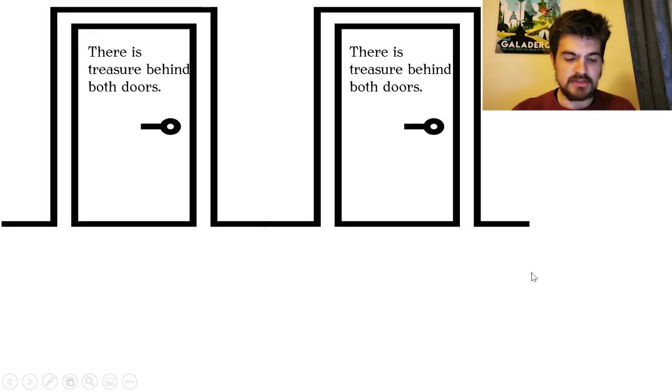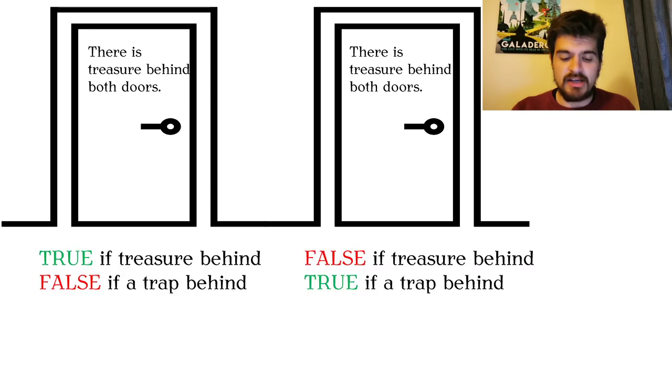What we have is two doors, and they both have the same thing written on them. Both statements say, there is treasure behind both doors. So it might be a bit easier because either both of those statements are true or both are false, because they are the same. So they cannot have different truth values. They must both be true or both false, but it doesn't tell us anything about the position of the treasure or the trap before we read what our guide has to say.